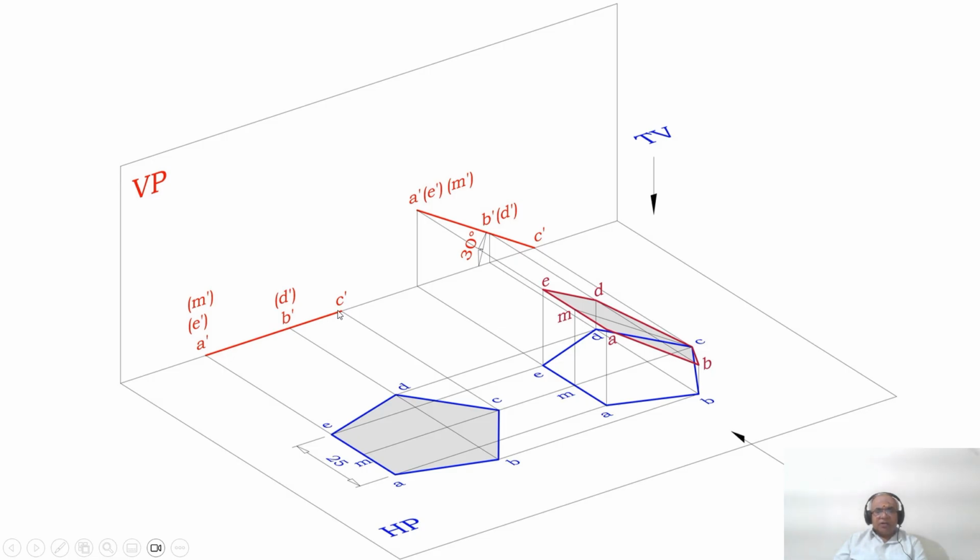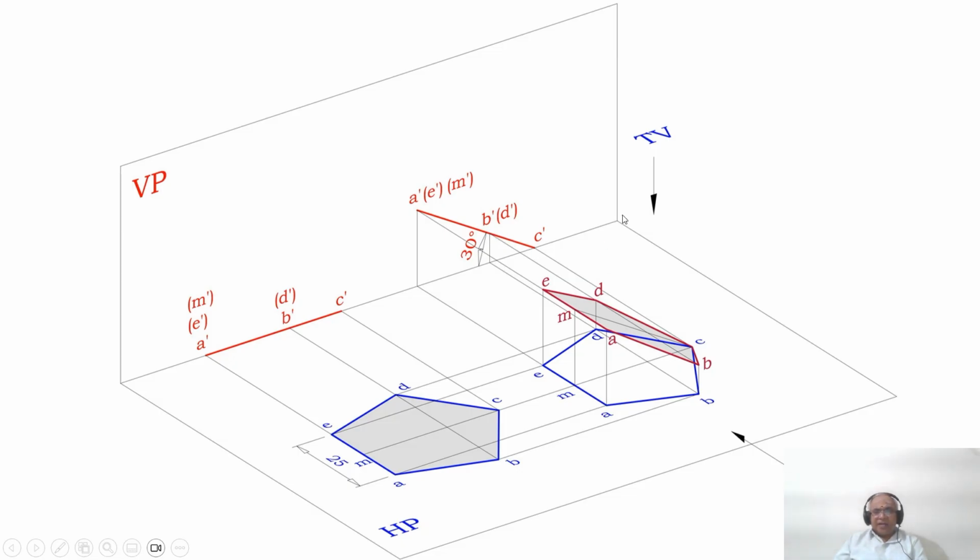But since he says its corner is resting on HP, you rotate this first position pentagonal lamina such that the C is resting on XY line, and you rotate it by an angle of 30 degrees with respect to HP. So what is the position of the lamina with respect to both HP and VP? The lamina is inclined to HP and perpendicular to VP. Since the surface is perpendicular to VP, therefore you are getting a line in the front view.